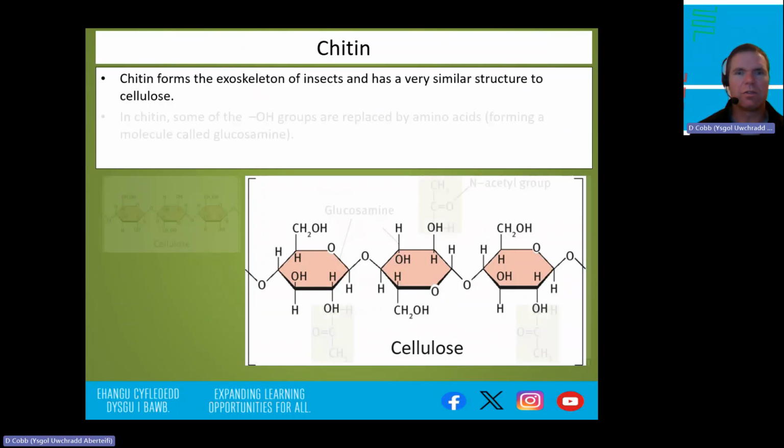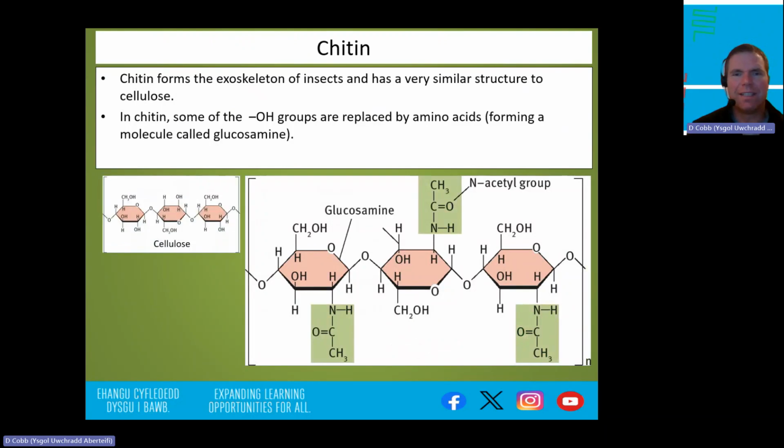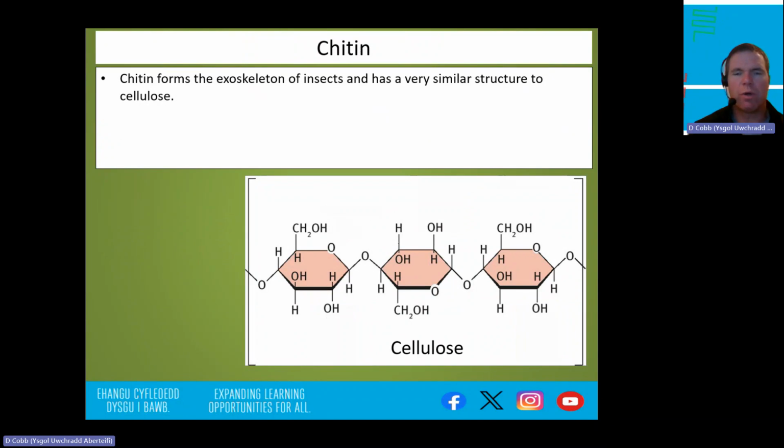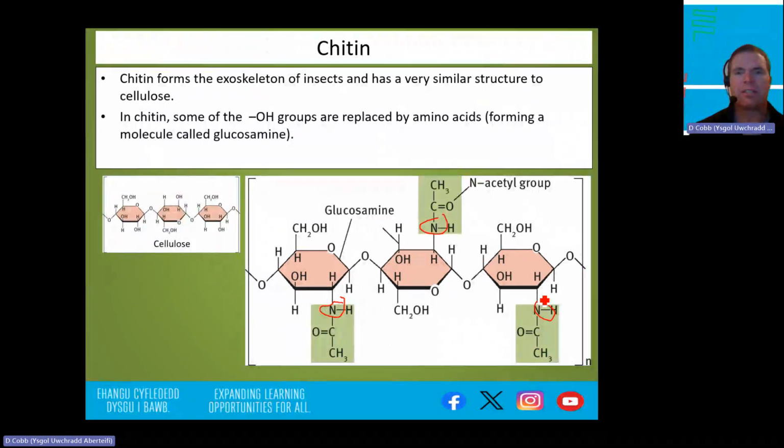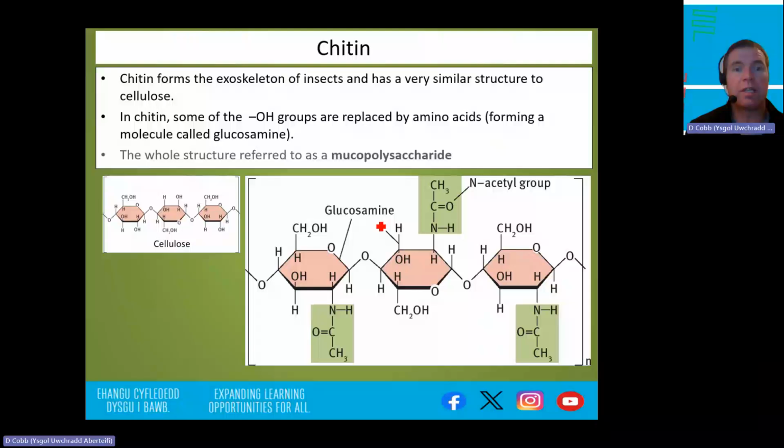So there's cellulose. With chitin, some of the OH groups are replaced with amino acids. So I'll just go back one. You can see this OH group here, and this OH group here, and this OH group here. Am I right? Yeah, they're replaced with amino acids. So each of these green shaded areas, those are amino acids. Now, what does that mean? Not hugely different to what happened with cellulose.